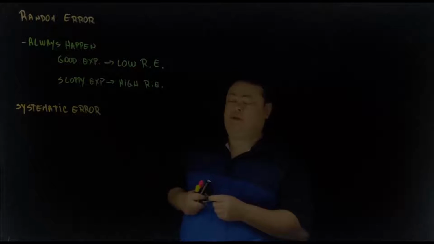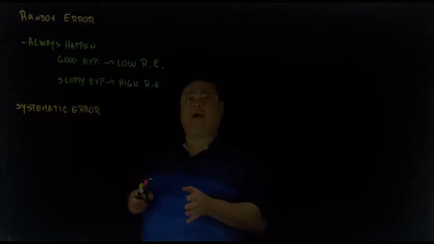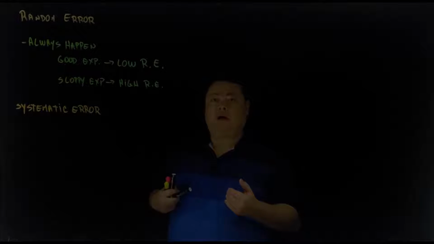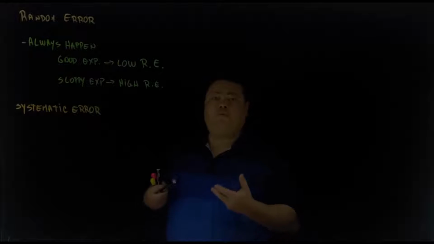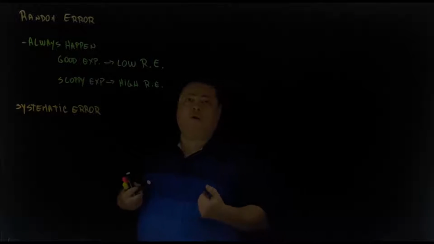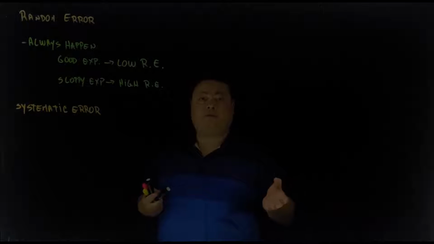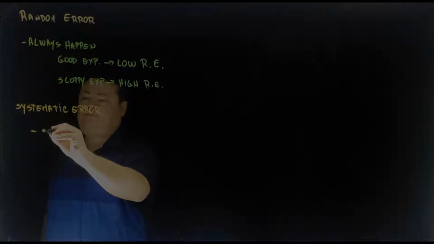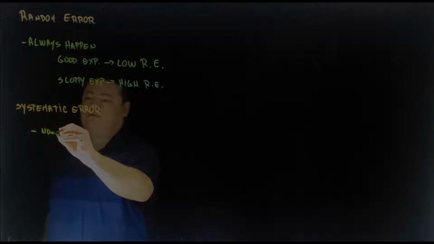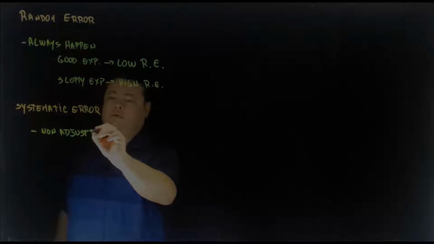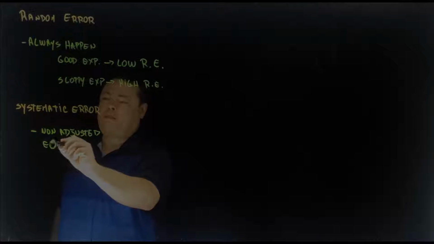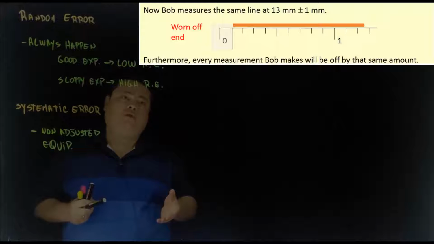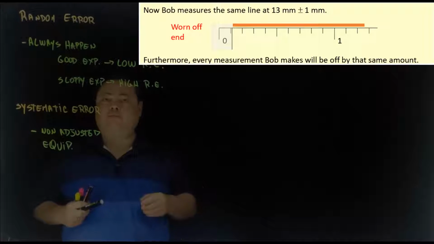Systematic error, on the other side, is not necessarily something that will happen in every single experiment. Actually, quite the contrary. It's usually due to a problem with your equipment, or a systematic mistake made by the experimenter. This one is going to be caused by non-adjusted equipment. The slide here shows us a meter stick where the zero has been worn off.